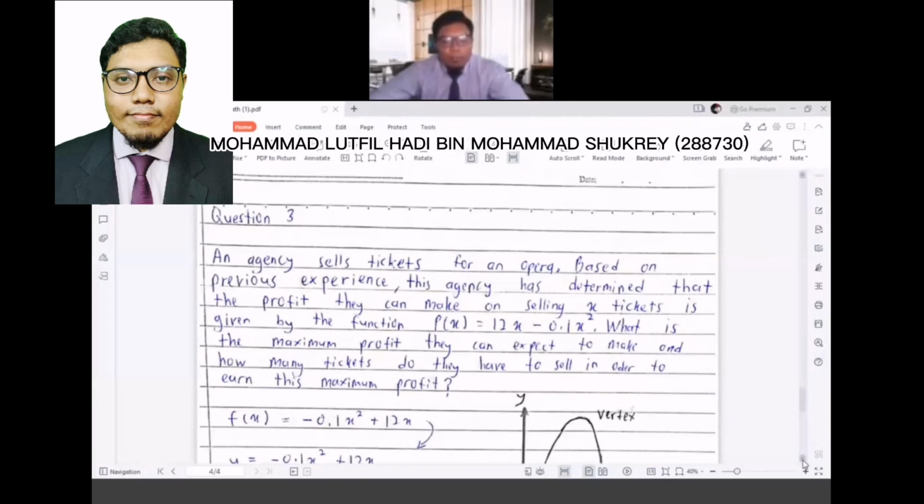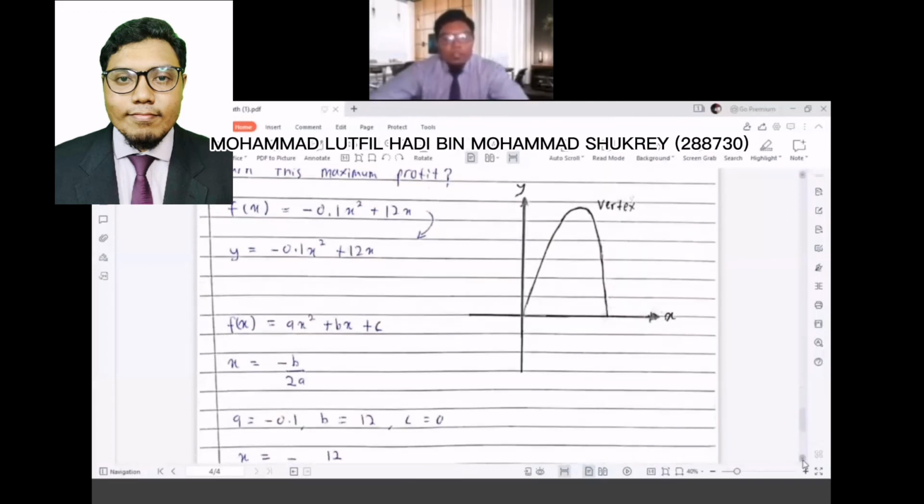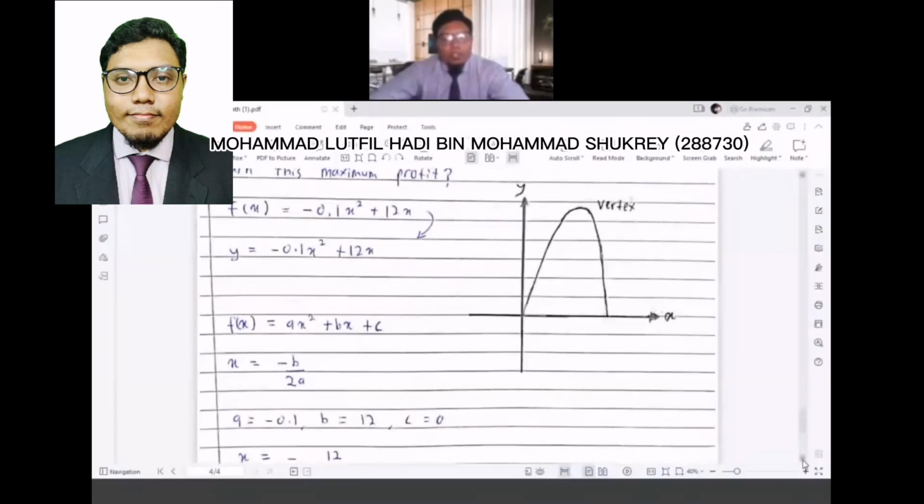First of all, we can take a look at the function f(x) equals negative 0.1x squared plus 12x, and we can write this function as y equals negative 0.1x squared plus 12x. Since the first coefficient of the function is negative, we know that the graph of the function is a parabola opening downwards. In other words, a parabola with a maximum y value.